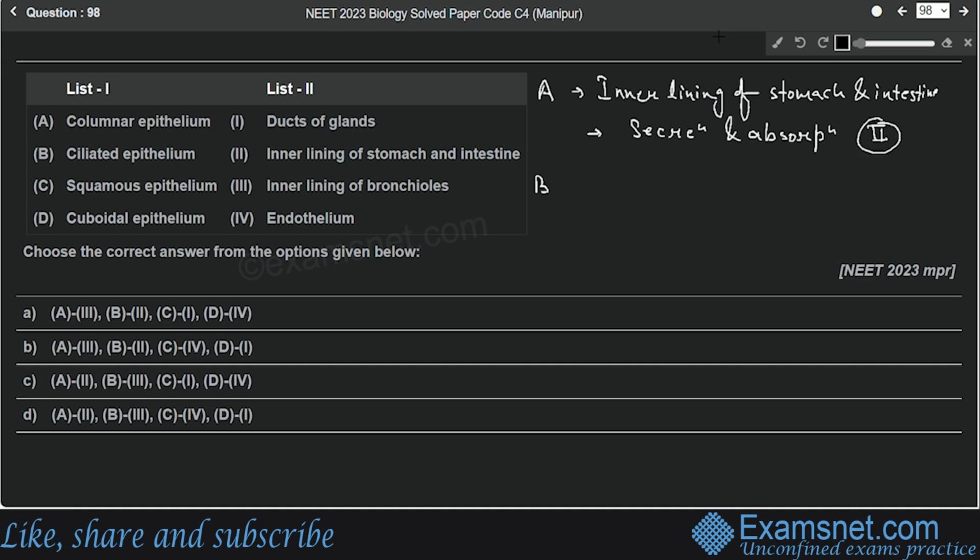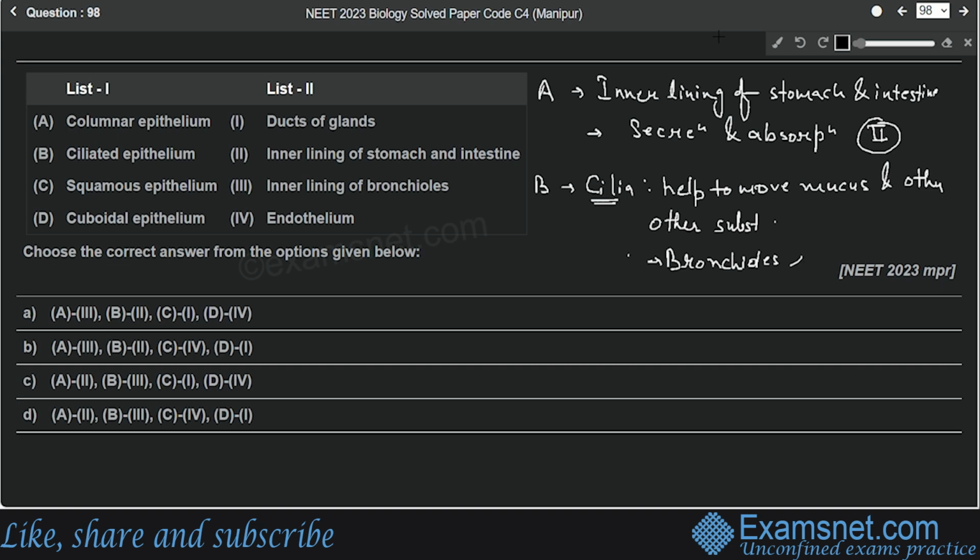Then the second one is ciliated epithelium. So as the name suggests, it contains cilia. These are the columnar or cuboidal cells that have cilia present on them. And these cilia help to move mucus and other substances. Where are they found? They are found usually in the bronchioles, that is the air passages in the lungs, as well as in the fallopian tubes in females. Okay, so the correct match for B will be number 3, inner lining of bronchioles. Fallopian tubes are not mentioned in the options.